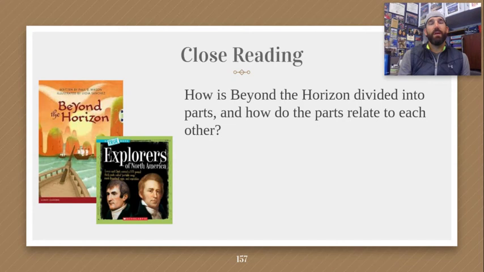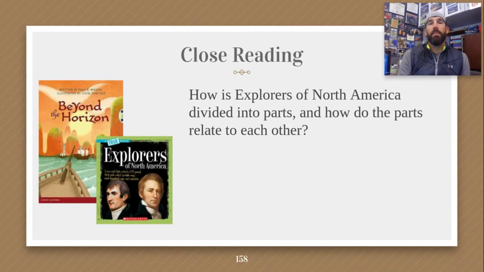So the next question is asking about Beyond the Horizon being divided into parts and how these parts relate to each other. So explaining how the different sections or chapters of the text are related. Then our next question talks about how Explorers of North America is divided into parts and how is it broken up. So in this case, it's broken into chapters, and we want to talk about what those chapters are and why they would put them into chapters and how are they related to each other. Why put them in the same book together? Because they are a little bit different.